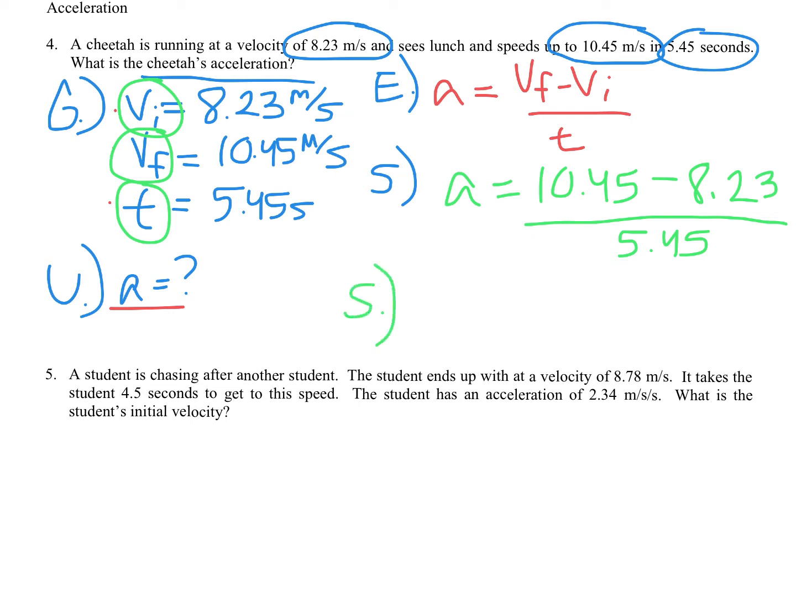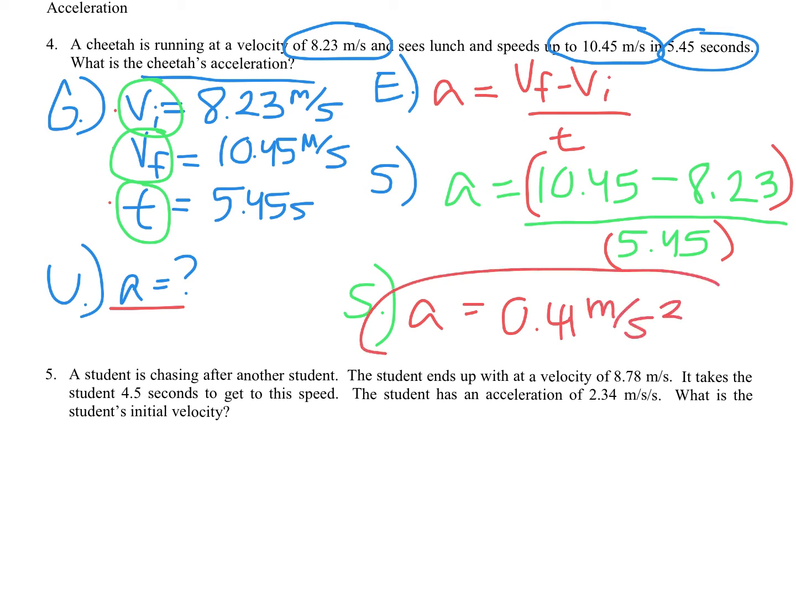So first thing, order of operations, I'm going to take 10.45 minus 8.23, get that answer, and then divide by 5.45. And what I end up getting after I put that through my calculator is about 0.41, and don't forget my units are meters per second squared, since this is acceleration. Nice, 0.41 meters per second squared. Way to go, let's crush that last one.